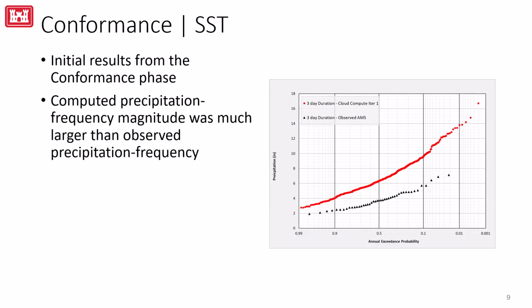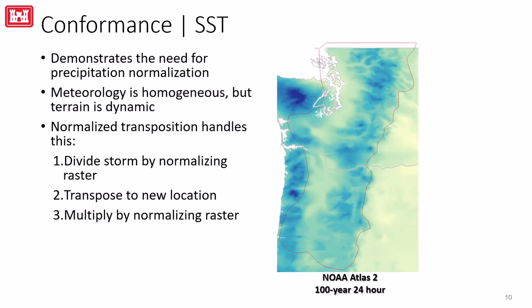During the conformance phase, the first round of computed precipitation frequency magnitudes were much larger than observed precipitation frequency. Essentially, too much precipitation was being applied to the modeling domain, which caused erroneous results in all subsequent processes. We needed to do something to correct the precipitation amounts that were being applied to the modeling domain before going any further. Now, within the Duwamish River watershed, these effects were primarily due to the heterogeneity of the terrain.